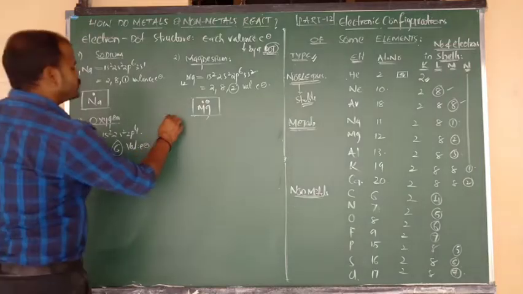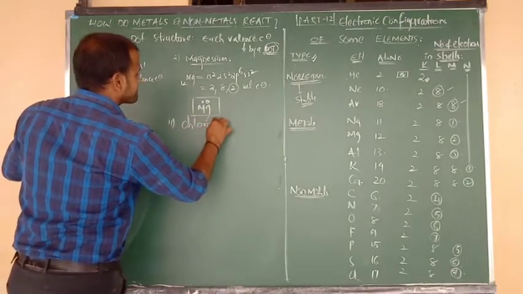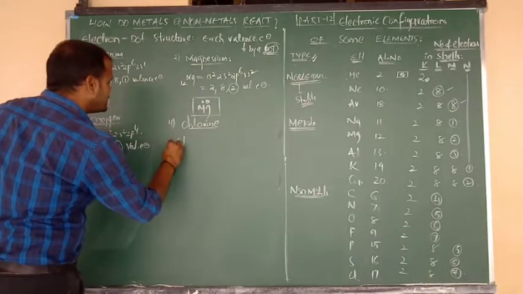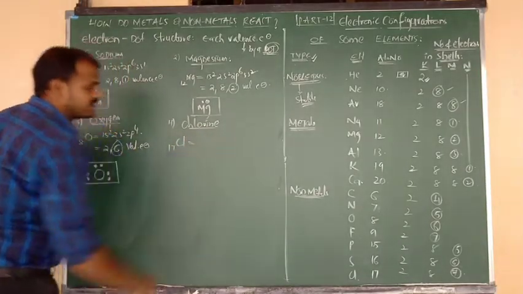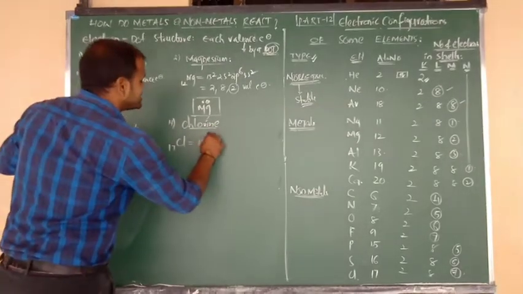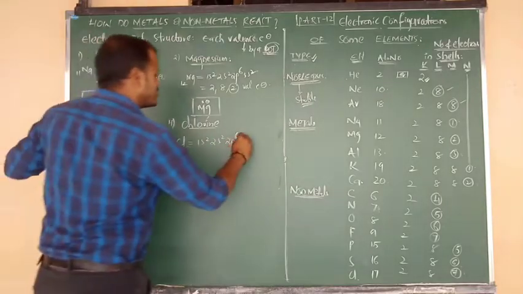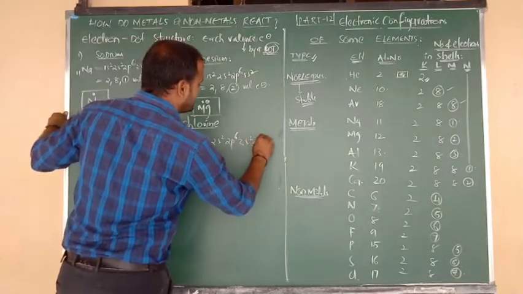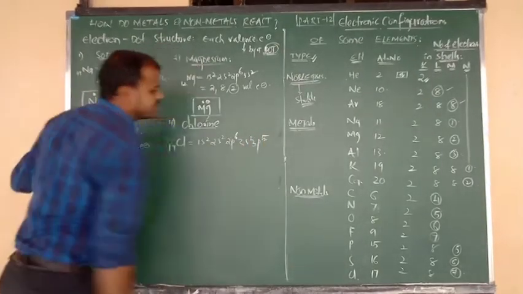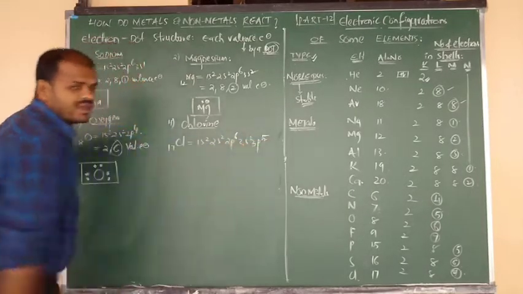Go for another, I am going to write here. First, suppose chlorine. What is the symbol of chlorine, beta? Cl, atomic number is 17. Here I am going to show you the electronic configuration: 1s2, 2s2, 2p6 and also we have to write 3s2, 3p5, beta. Total 17. Up to here 10, 10 plus 2, 12, 12 plus 5, 17.